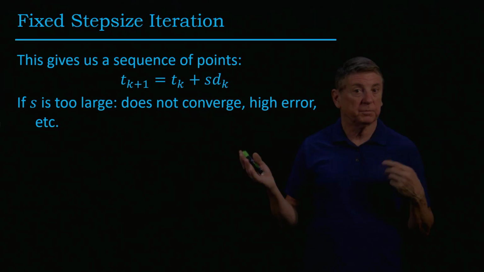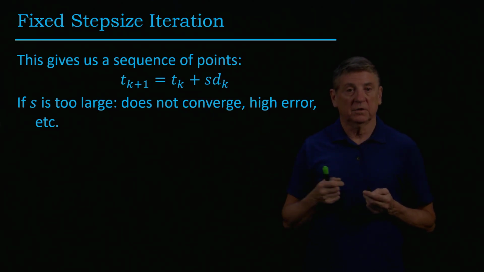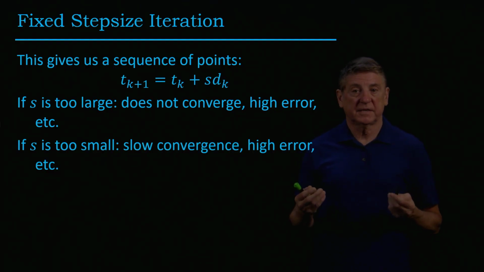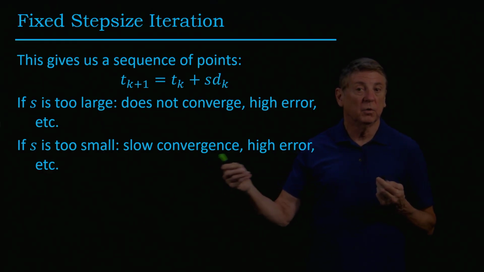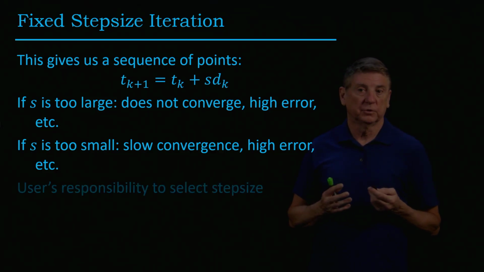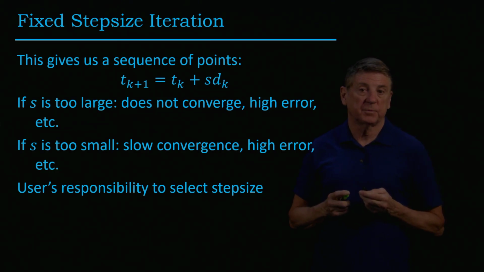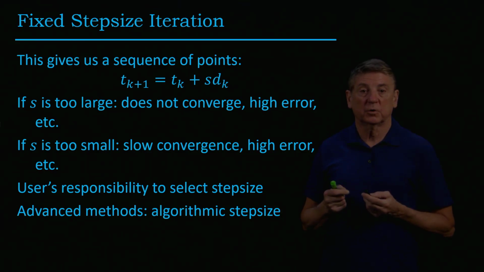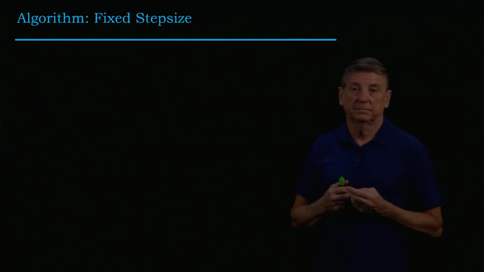Now, a problem is if this user provided hyperparameter is too large, then the iteration won't converge. It might go off to plus or minus infinity. It might oscillate. It might have high error. There are lots of behaviors associated with it. If the user provides a step size that's too small, we can get convergence that's too slow. We can also get high error, and we can get other peculiar behaviors. So it's the user's responsibility to select this hyperparameter. Some advanced methods that we can learn in a subsequent course are how to algorithmically tune the user-provided step size.